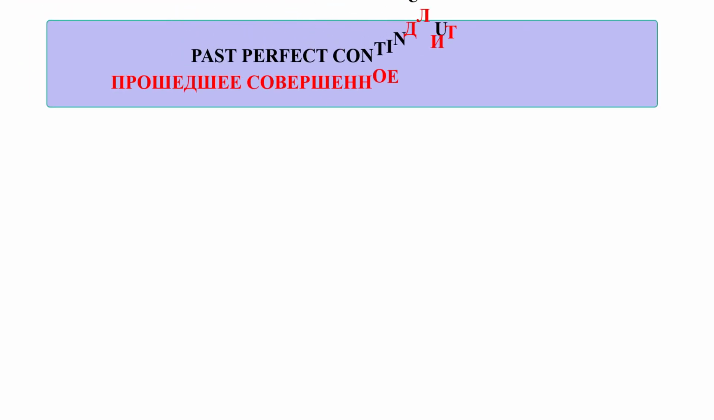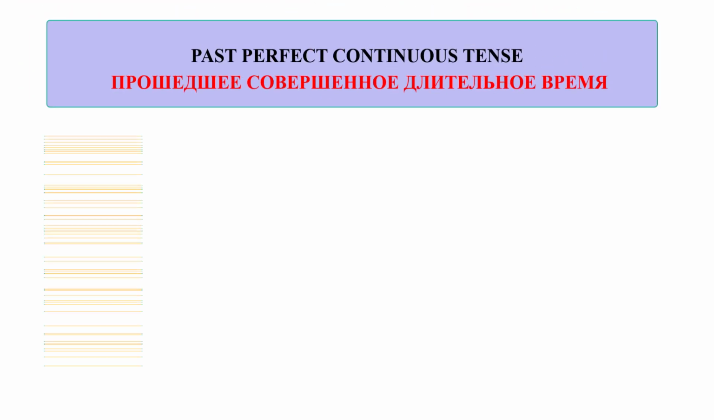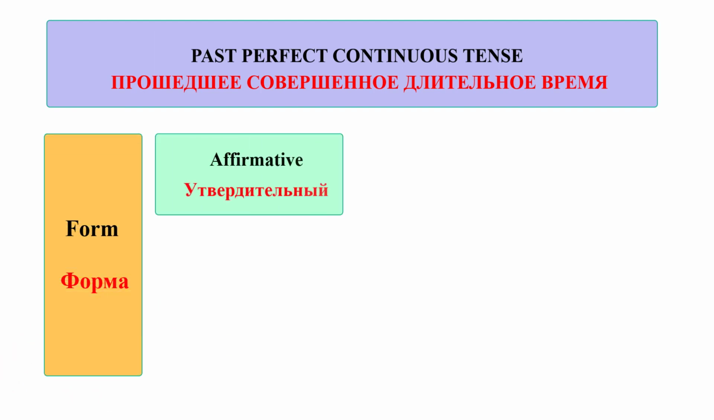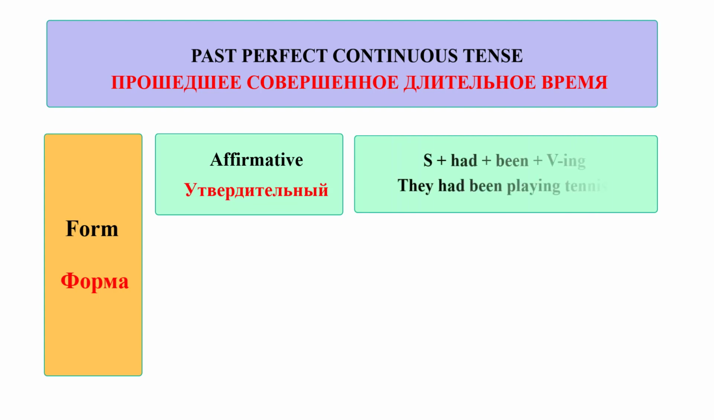Past perfect continuous tense. Form. Affirmative. Subject plus had plus been plus verb ing. They had been playing tennis.